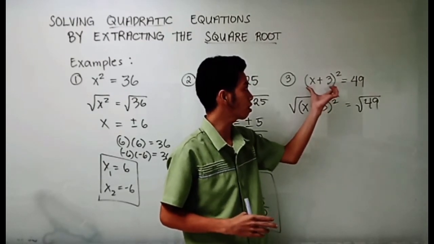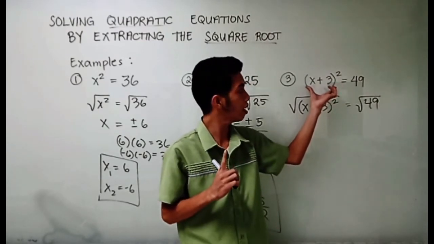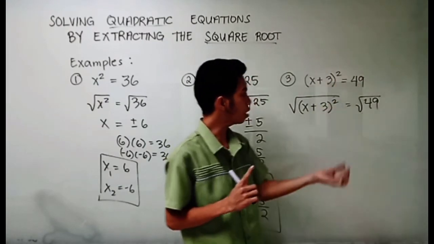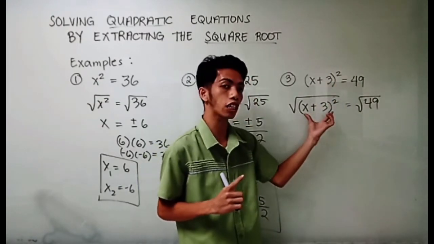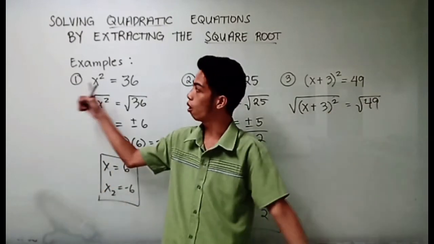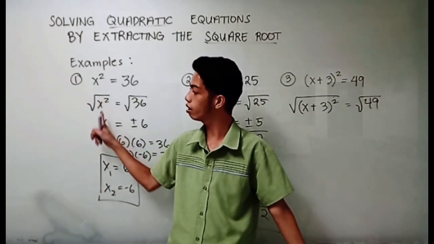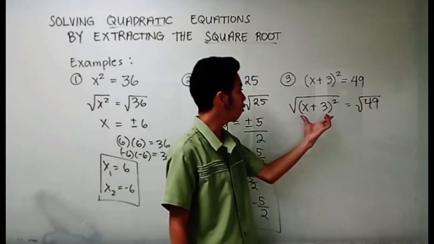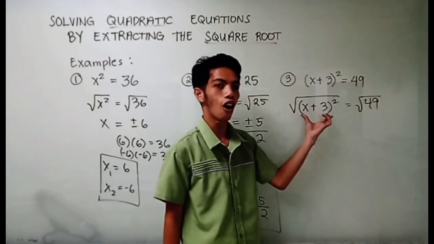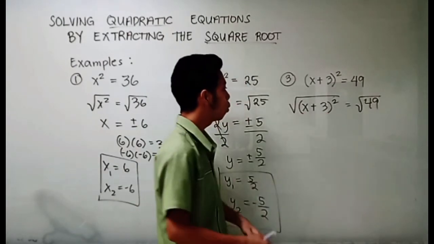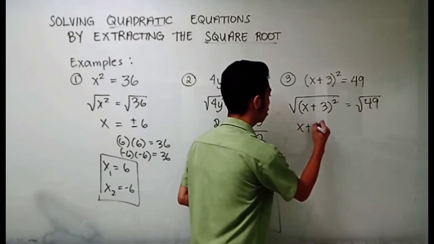Kapag naka-parenthesis siya, isang quantity na naka-raise sa 2. Okay, isipin mo, isang variable lang si x plus 3. Tulad nito, square root ng x squared, that would be x. And therefore, I can say that the square root of x plus 3 raised to 2 would be x plus 3.